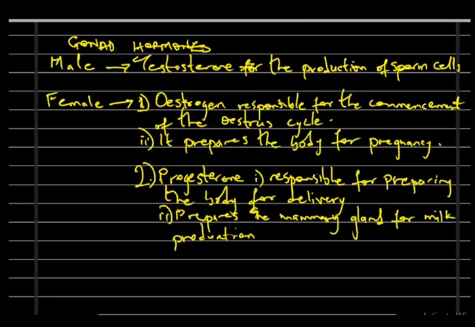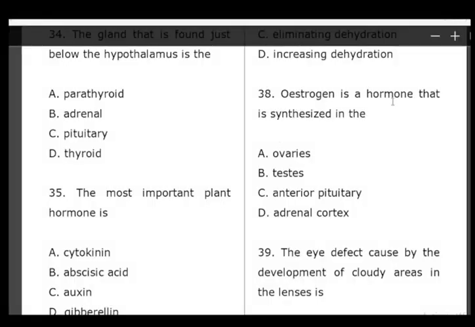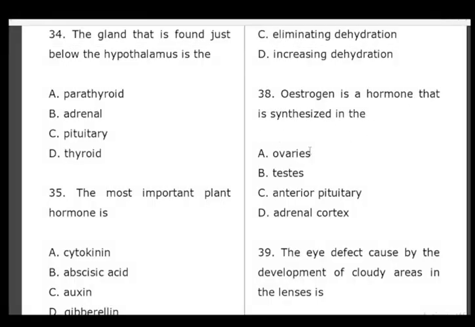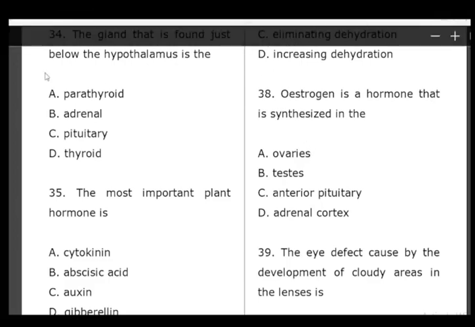So this estrogen is actually produced in the ovary. That is where the estrogen is being produced. That is what our question is talking about. The estrogen is a hormone that is synthesized in the, our answer is A, ovary.